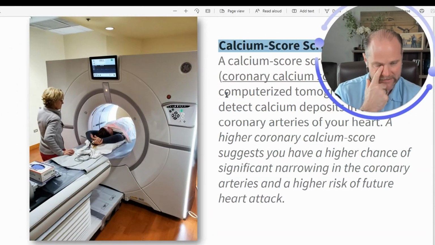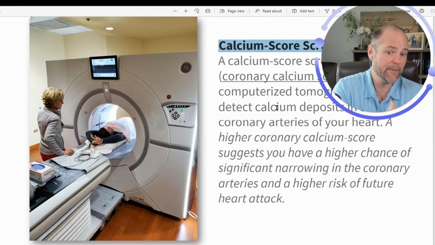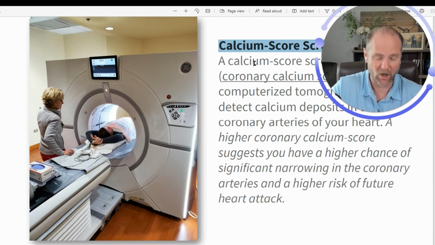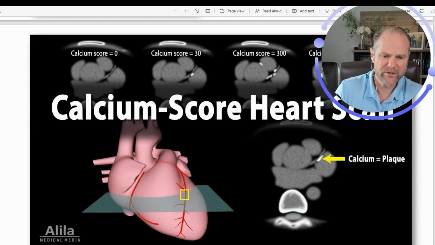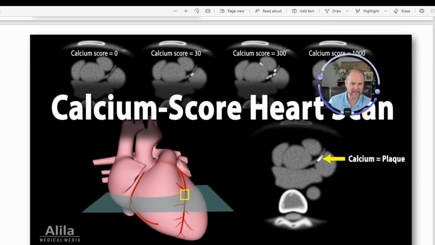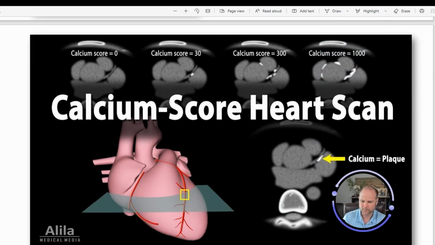So this is literally 10 minutes. They put you in a CT scan, and then they are going to be looking at the arteries around your heart. So how does this actually work? How does this technology work? Let me show you here.